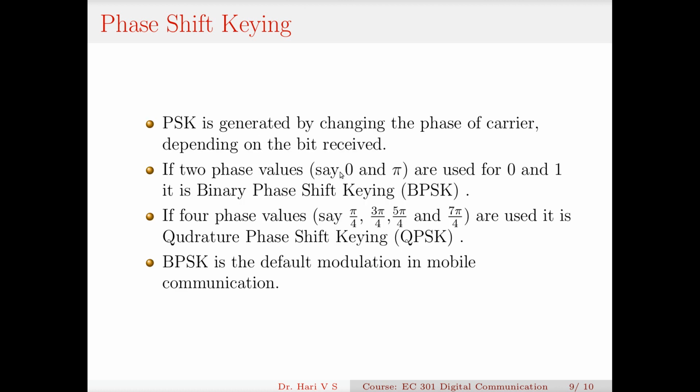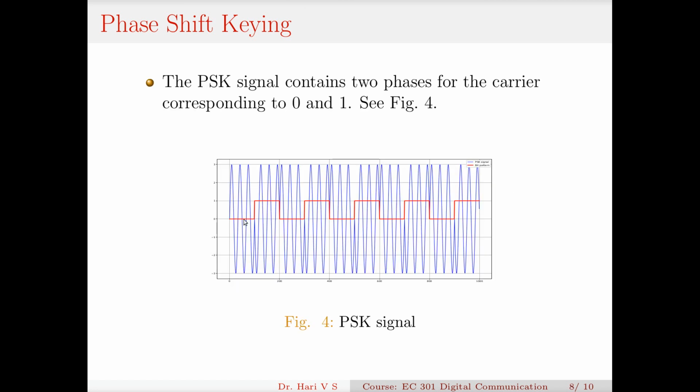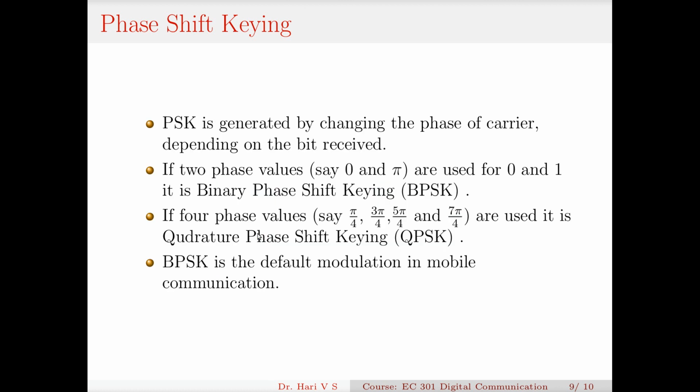So PSK is generated by changing the phase of the carrier depending on the bit received. If I'm using bits 0 and 1, then I can easily change between two phases, say 0 phase and pi phase, as we saw in this case here. This is a 0, and here I have a phase of 0. Now when it encounters a bit transition, it reverses the phase, an additional phase of 180 degrees, so pi phase. That system is called BPSK, or binary phase shift keying system.